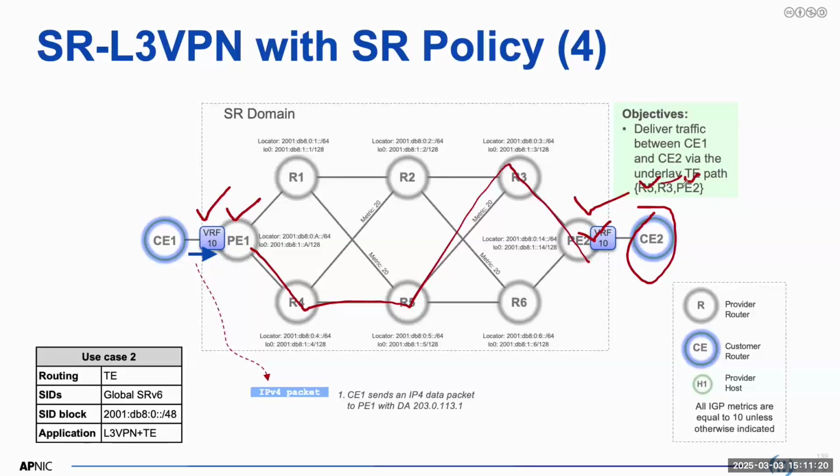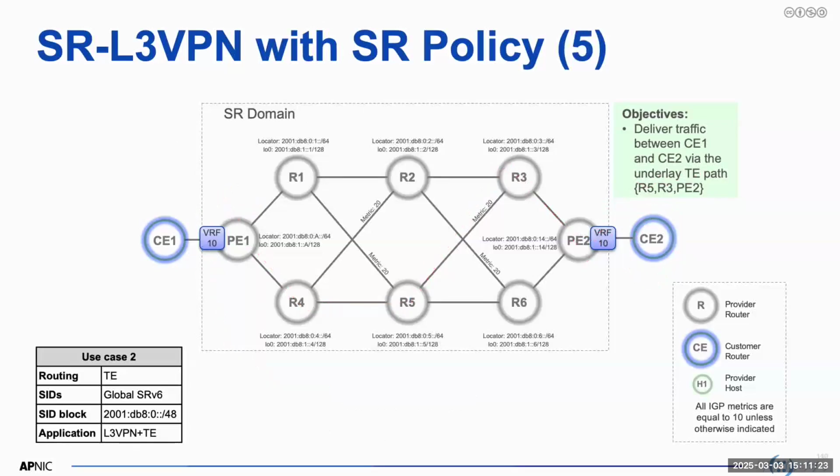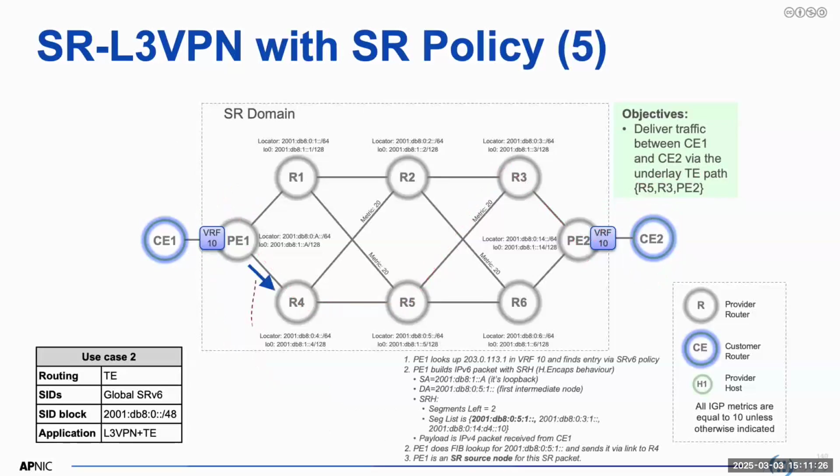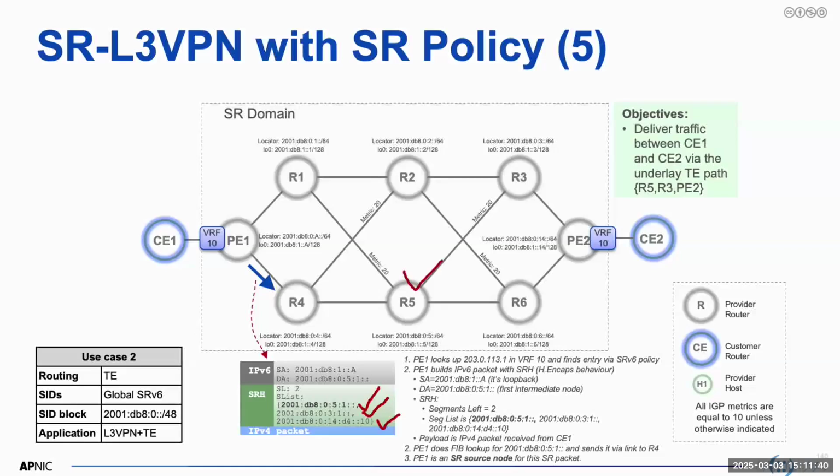When it builds the list of segments, this is your PE2, this is R3, and this is R5. Remember, in this case we have not mentioned R4, we have mentioned R5. So our first SID is R5, and the R5 address is in the destination address. Now the packet will go to R4. R4 will see that the destination address is the R5 address. It's not its own local address.